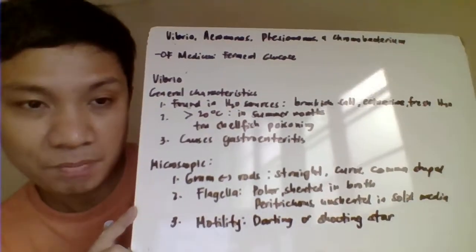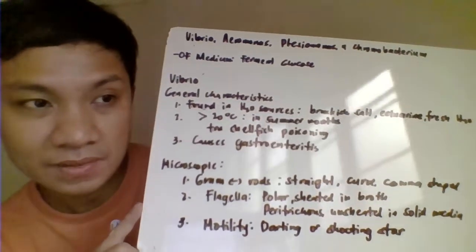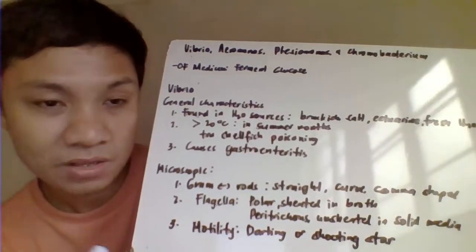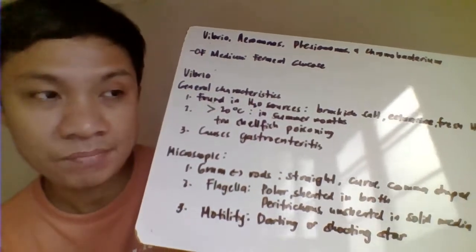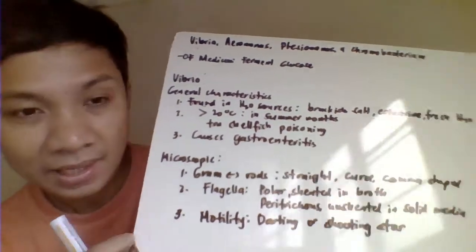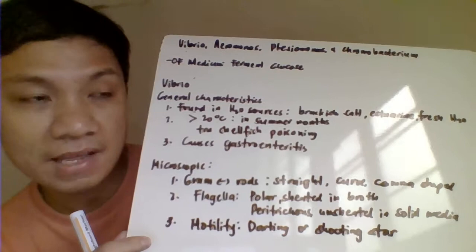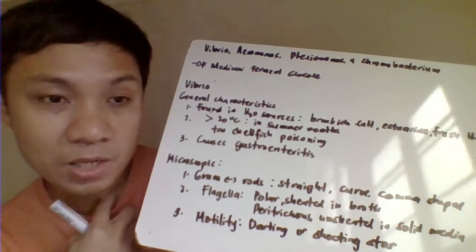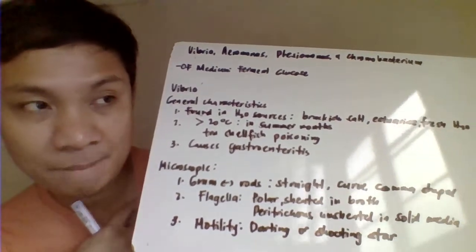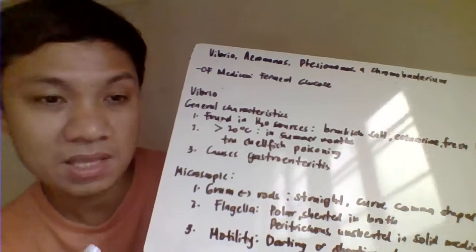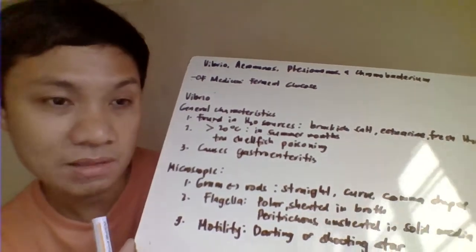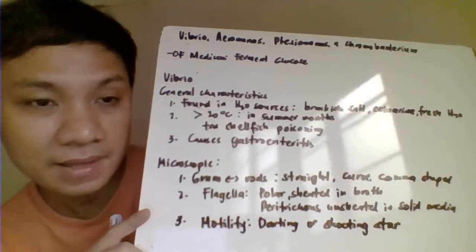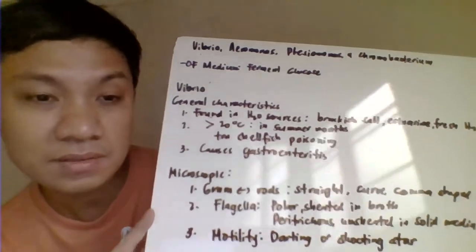Here are the microscopic characteristics of your Vibrios. These are gram-negative rods that could be straight, curved, or have a characteristic comma shape. They are highly motile because they have flagella. The flagella are polar and sheathed when isolated from broth or liquid medium, but appear peritrichous, surrounding the body, and unsheathed when isolated from solid culture media. The motility characteristic is darting motility or shooting star motility.